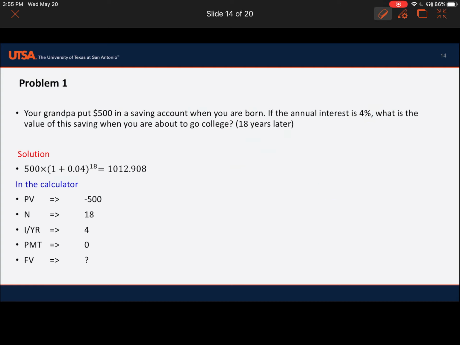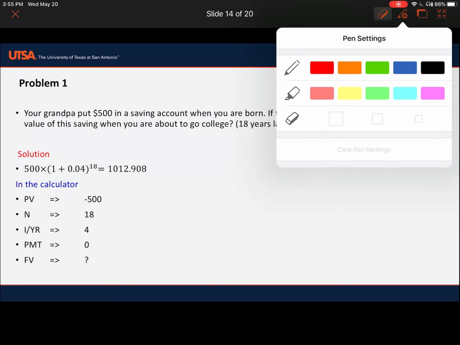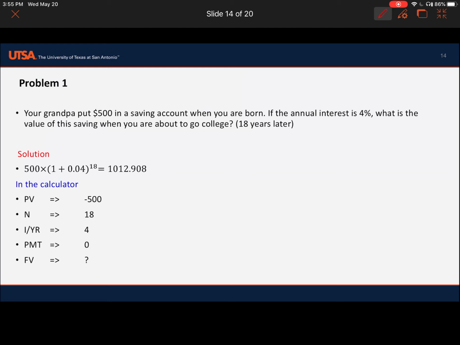Okay, you will have $500 and 1 plus interest rate to the number of periods. So you will get at the end of the 18 years $1,012.90. How can we calculate this by using our financial calculator?